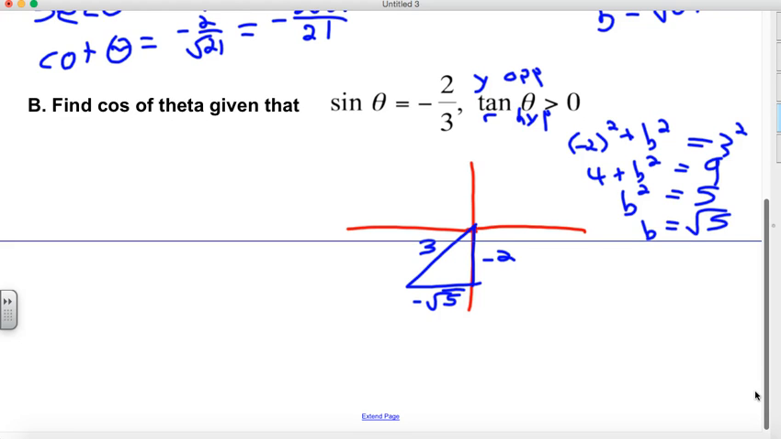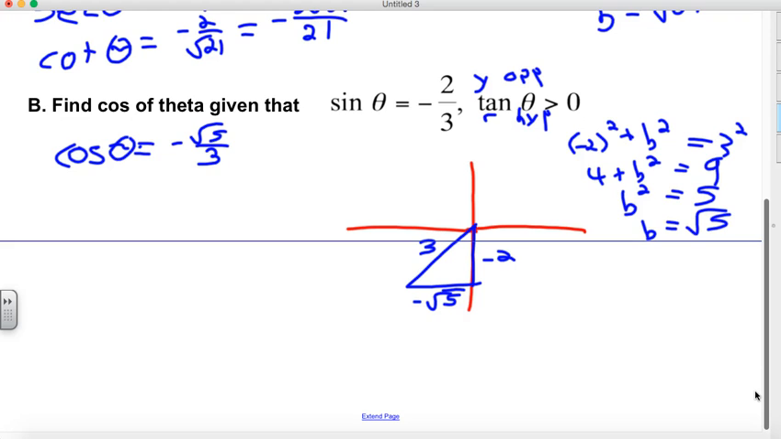So when I write cosine theta, it is going to be the adjacent side, which was, or sorry, I should have drawn my triangle this way. It is negative square root of 5 over 3. Okay, it's negative square root of 5 because I know I'm in that quadrant down there where cosine is negative. Does that make sense?